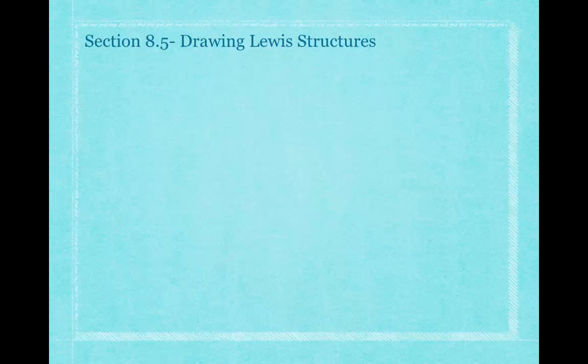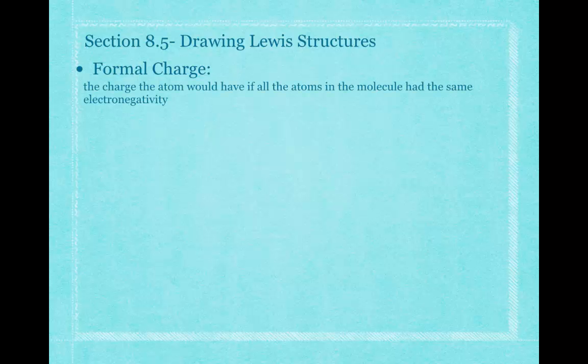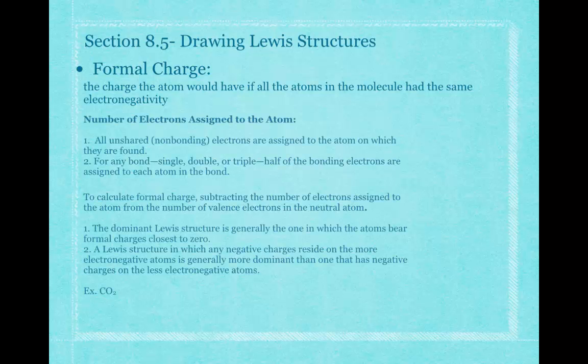So in order to determine the best way to draw a Lewis structure, if you have more than one structure that follows the octet rule, we use formal charges. Now, the official definition of a formal charge is the charge the atom would have if all the atoms in the molecule had the same electronegativity. Now, this is not the case. However, the formal charge just serves as a bookkeeping effort in order to decide what is the best way of drawing a Lewis structure.